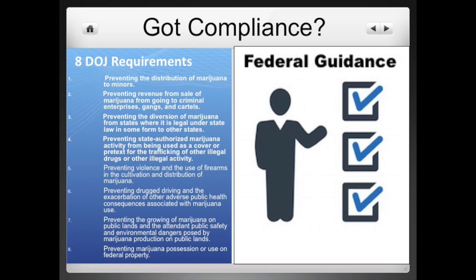Number 6, preventing drugged driving and the exacerbation of other adverse public health consequences associated with marijuana use. Number 7, preventing the growing of marijuana on public lands and the attendant public safety and environmental dangers posed by marijuana production on public lands. Number 8, preventing marijuana possession or use on federal property.